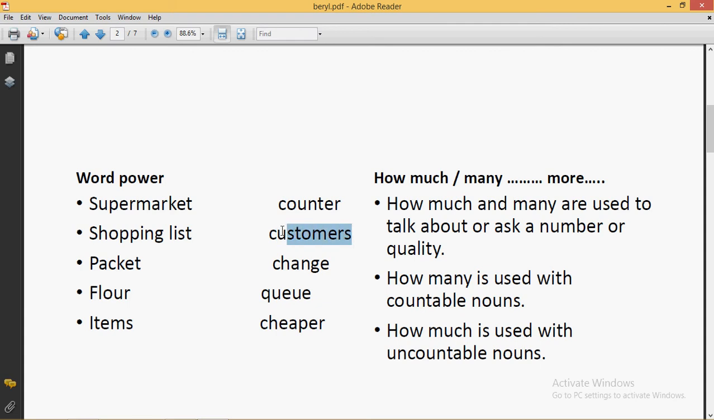Customers. What are the customers? Customers are the people who buy from you. People who buy things from you, you call them customers.